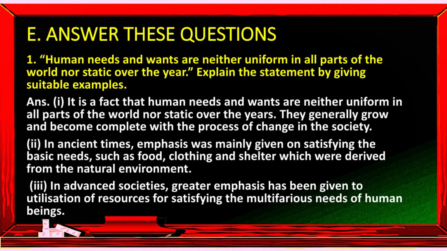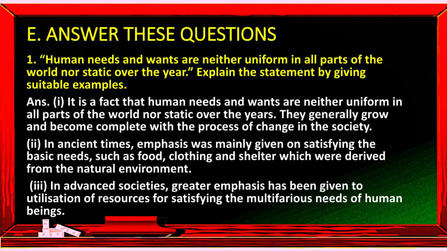5. So now answer these questions. These are long answer type questions. 1. Human needs and wants are neither uniform in all parts of the world nor static over the years. Explain the statement by giving suitable examples. Answer. 1. It is a fact that human needs and wants are neither uniform in all parts of the world nor static over the years. They generally grow and become complex with the process of change in the society.